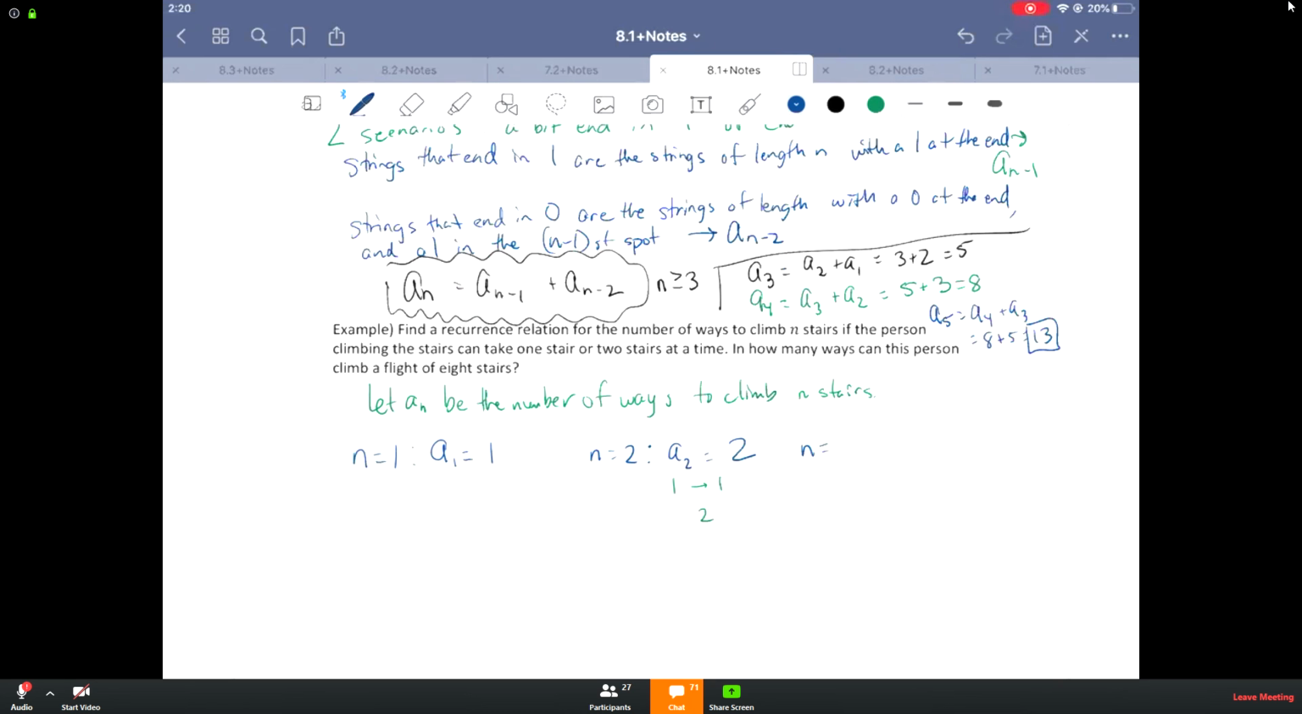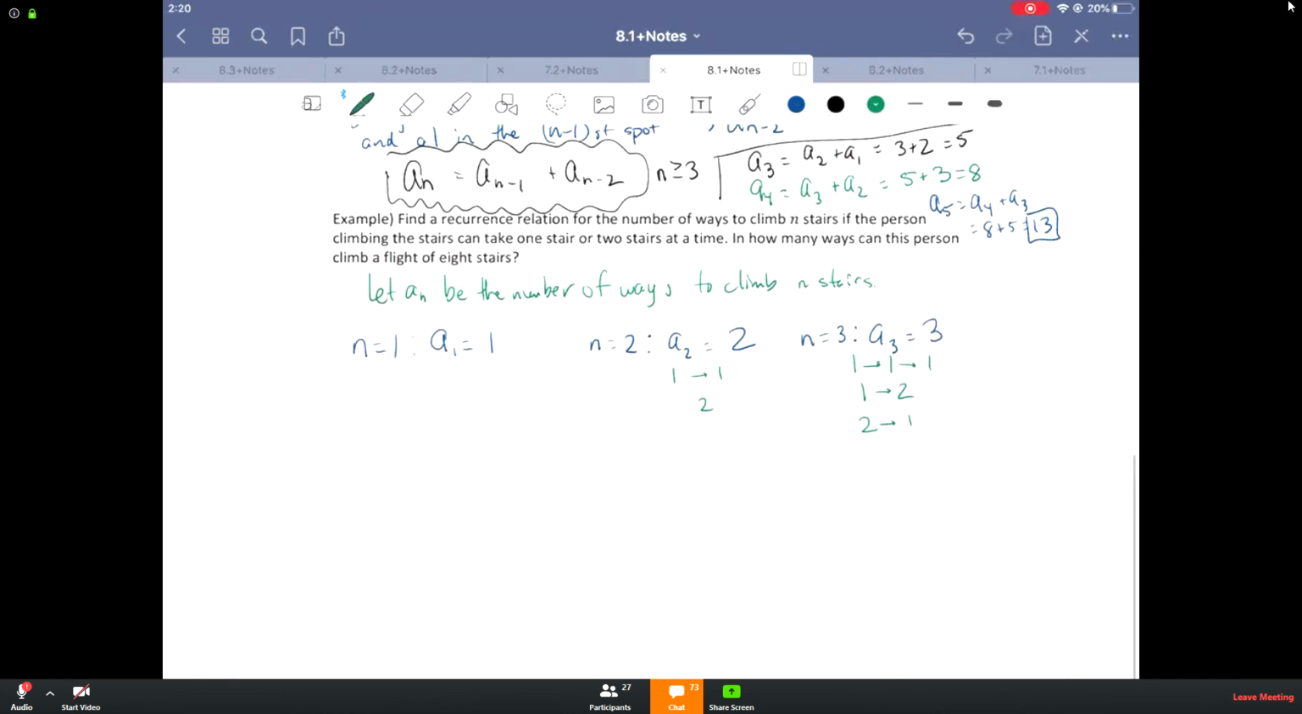All right, I'm actually going to do a little bit more so we can see this pattern. About 3 steps. How many ways are there to do that? It's 3. So in this case, you can go 1 step, 1 step, 1 step. You can go 1 step and then do the 2 steps. Or you can start off with doing 2 steps and then 1 step. All right, any questions on those 3?